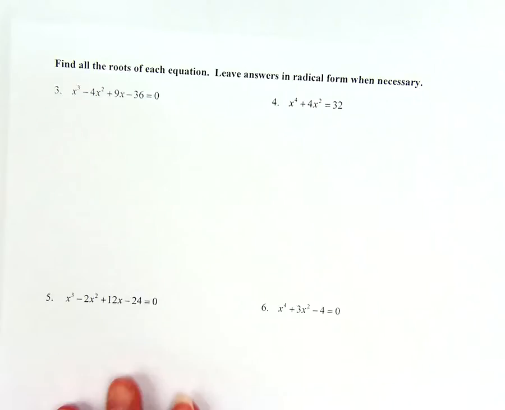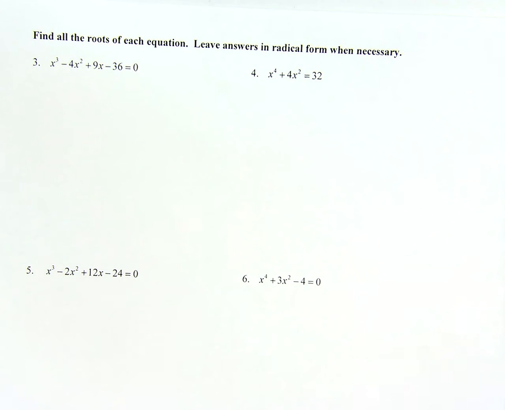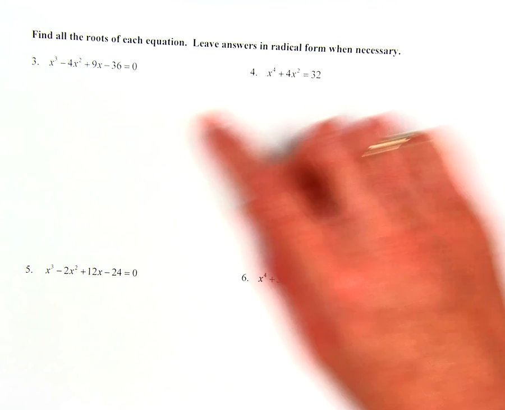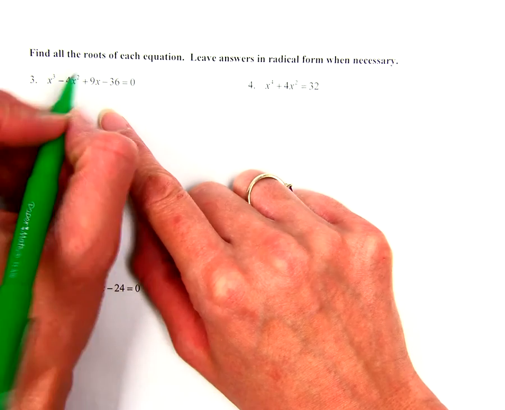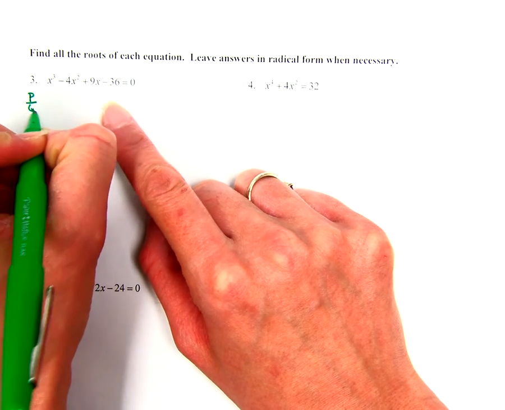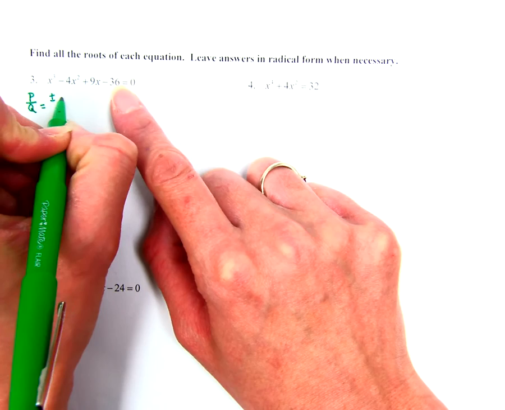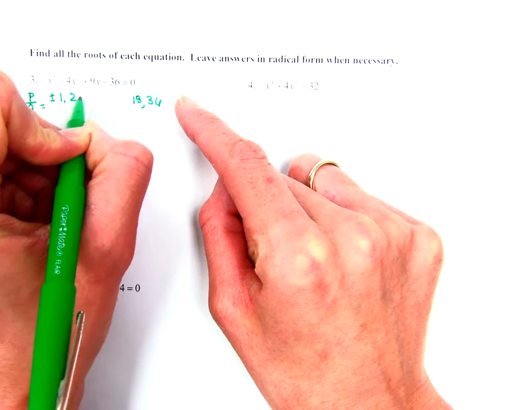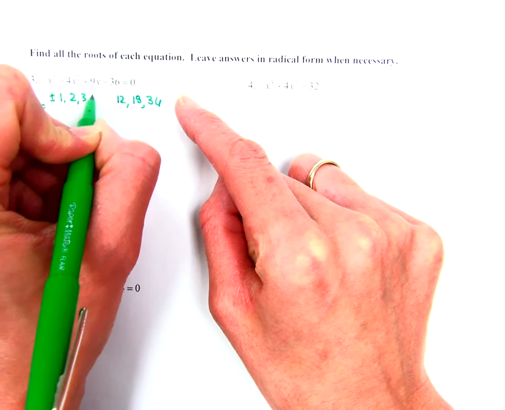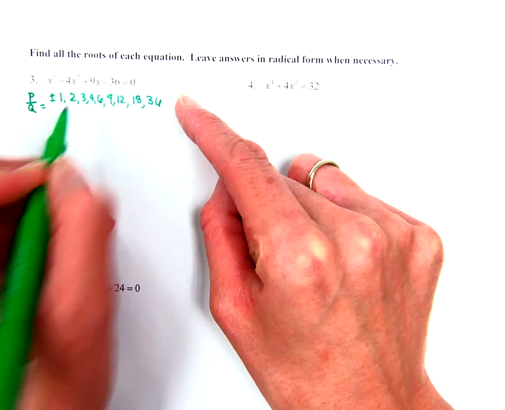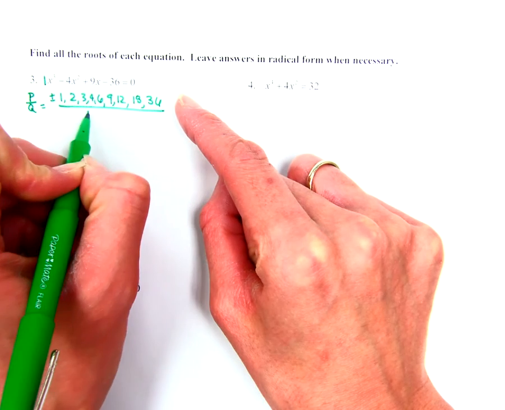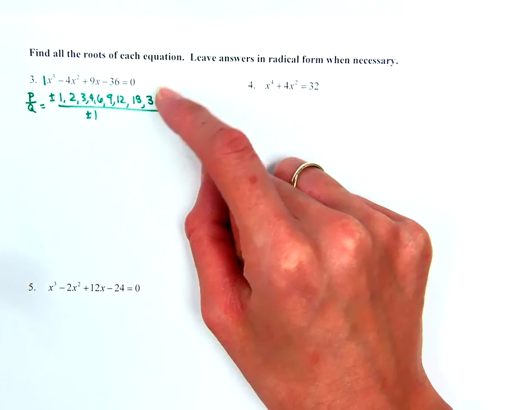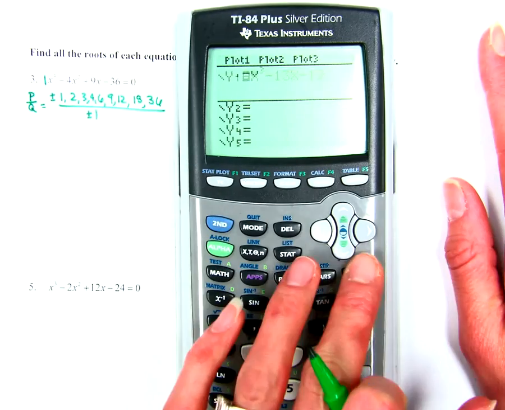This is almost exactly like what we did yesterday, except some of our problems will have x to the 4th in them. Alright, so just like we did yesterday, we're going to start with p's over q's. P's are all our factors of the last number, so 1 and 36, 2 and 18, 3 and 12, 4 and 9, and 6 times 6. And all our factors of q are plus or minus 1.